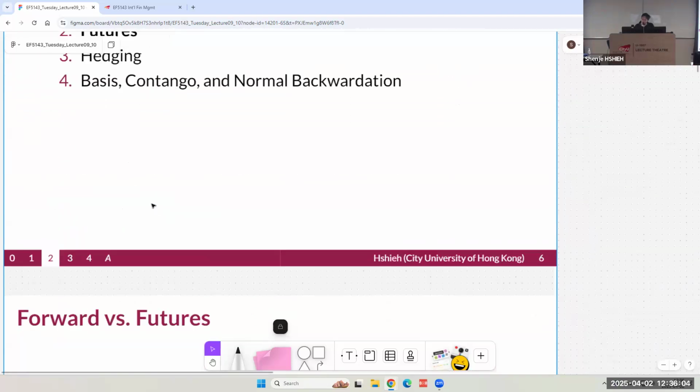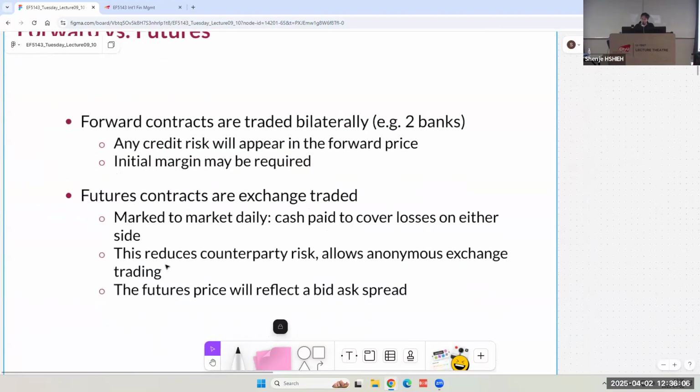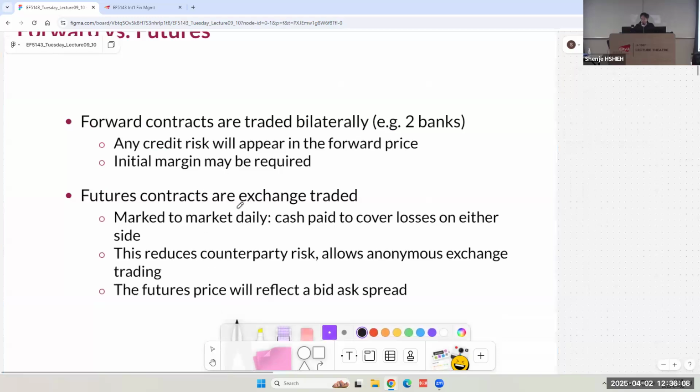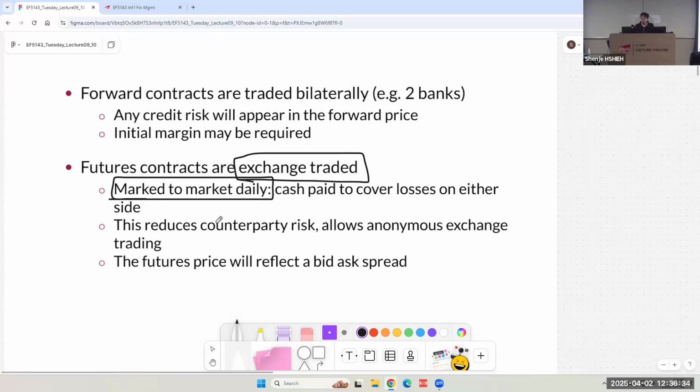Now, the difference between forwards and futures is that futures are exchange traded, and the value of your position is marked to market every day. So if the future price changes over time, whichever side is winning, in the sense that the price is moving in the direction that makes them more money, that money is transferred to the winner from their collateral. All right, so let me give an example.